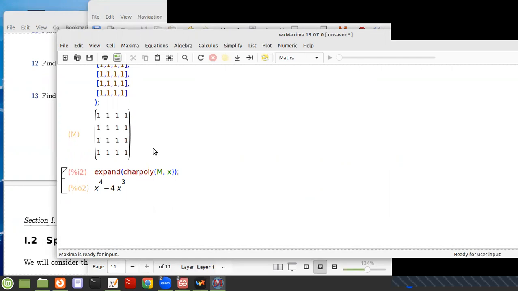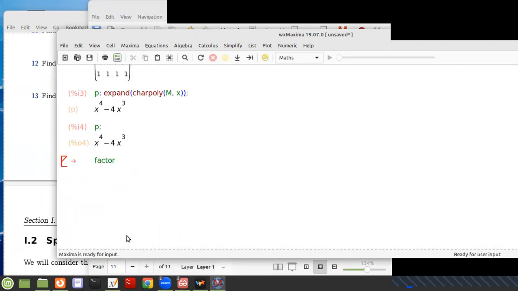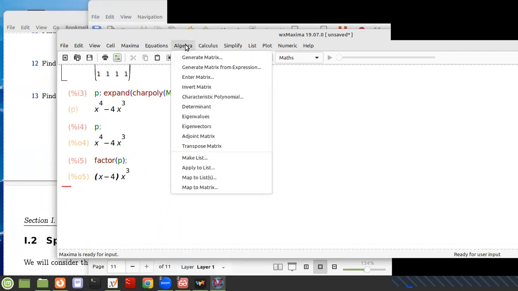So we can give this a name, let's see if this will work. There. Then if I type P, that gives that, and I can then factor P. Oh, it's easy to do. I can see then I've got 4 minus x, so the eigenvalues are a triple root at 0 and the 4, right? So it's probably good to then just go and choose eigenvalues and eigenvectors.